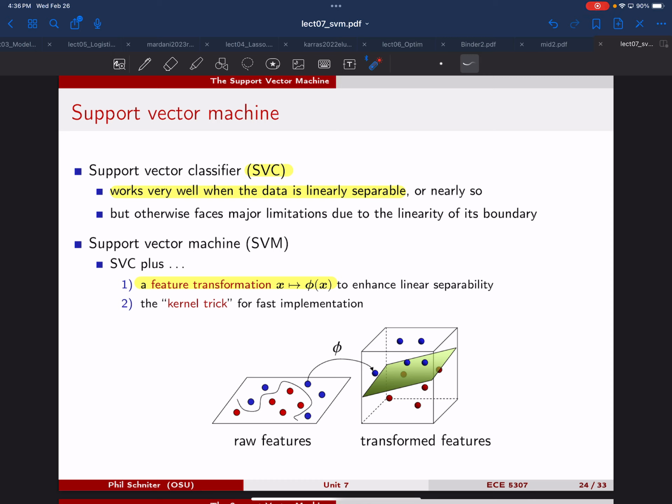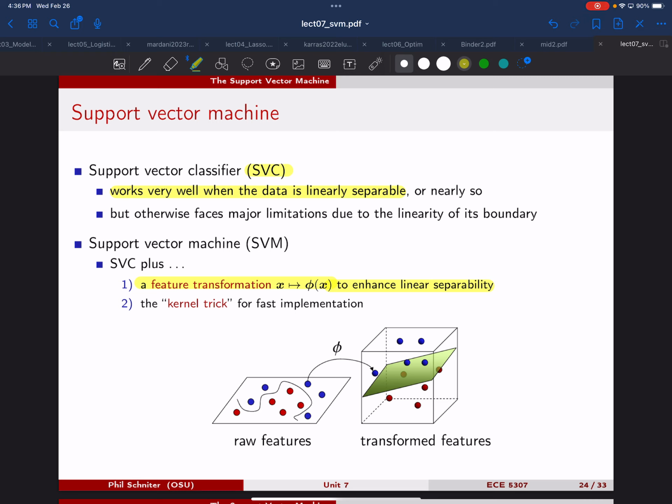Maybe you can exponentiate things, or you can put things through sinusoids, or just, the sky's the limit. You can do anything you want. So we're just talking about some sort of transformation. What you want at the end of the day is that this transformation that you use makes your data linearly separable or closer to linearly separable. And once you do that, then perhaps this SVC is going to start working well. So that's really the big idea here, is feature transformations to enhance linear separability.